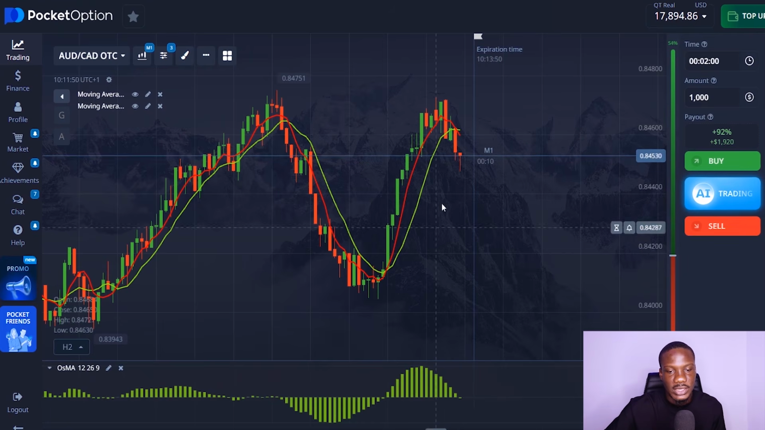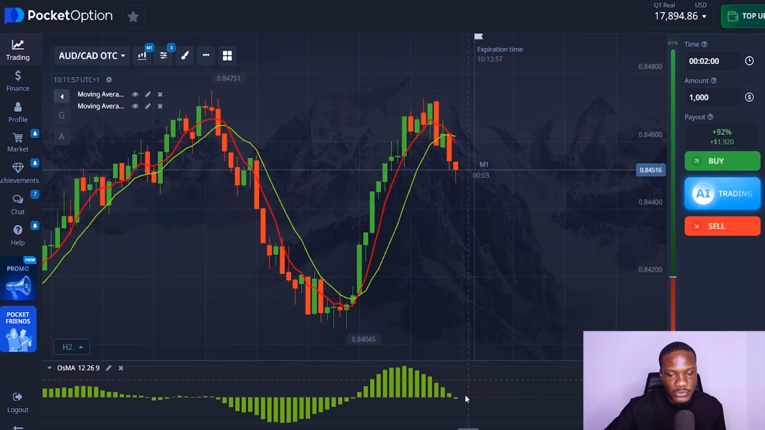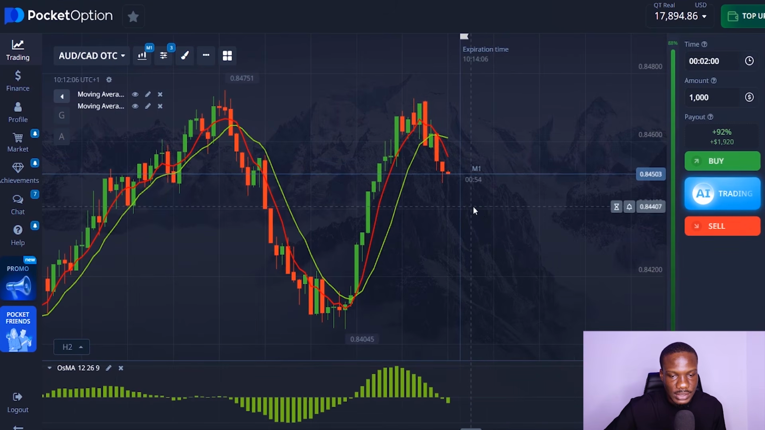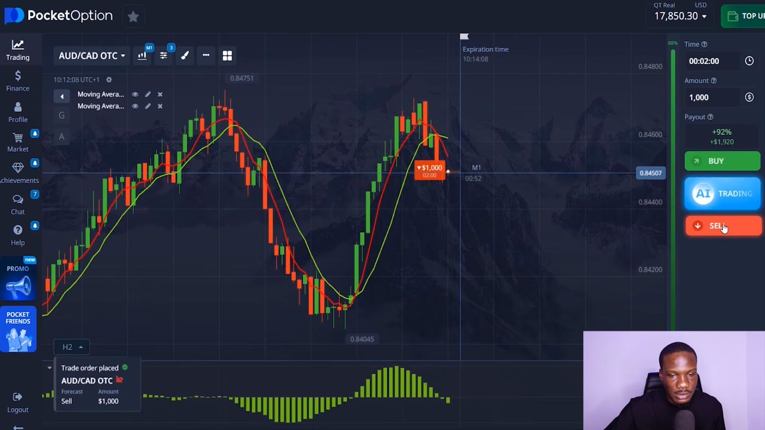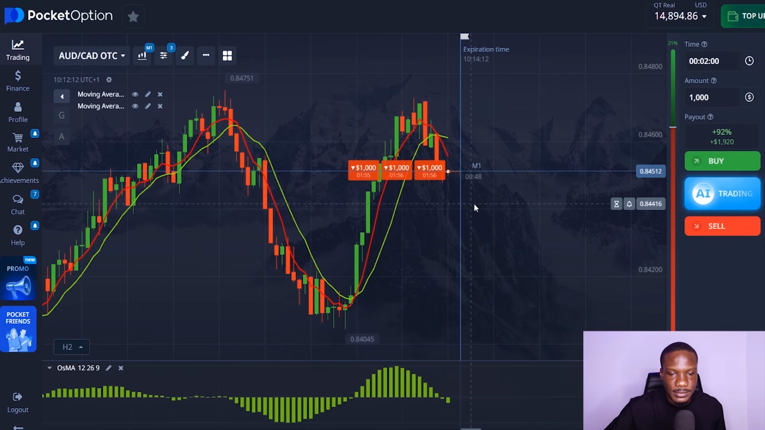Though we have the consistency of a candlestick right here, and our two moving average lines intersect each other, we still need to make sure we find a good confirmation from our Osma indicator before we take a trade. So right here, guys, we should look out for a selling opportunity. So taking a sell trade right at this particular point.